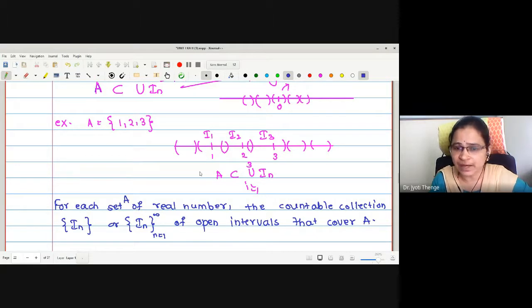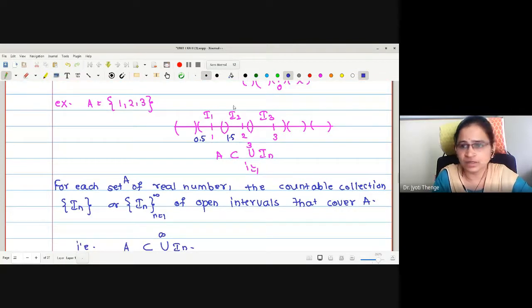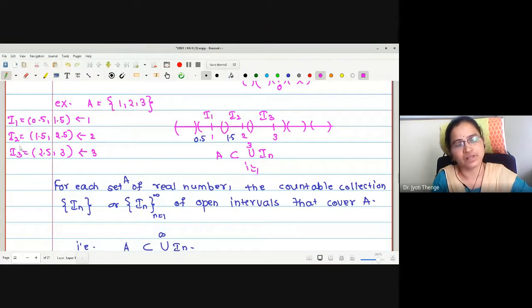For set A, let me elaborate again. Which intervals have I taken? Let us say I1 is 0.5 to 1.5. Let me take I2 as 1.5 to 2.5. Next, I3 I will take as 2.5 to 3. Therefore, if I take the union, will the three numbers be included, 1, 2 and 3? 1 will be included here, 2 will be included here and 3 will be included in the third interval. Therefore, if I take the union of In for n equals 1 to 3, all three numbers of the given set A will be included.